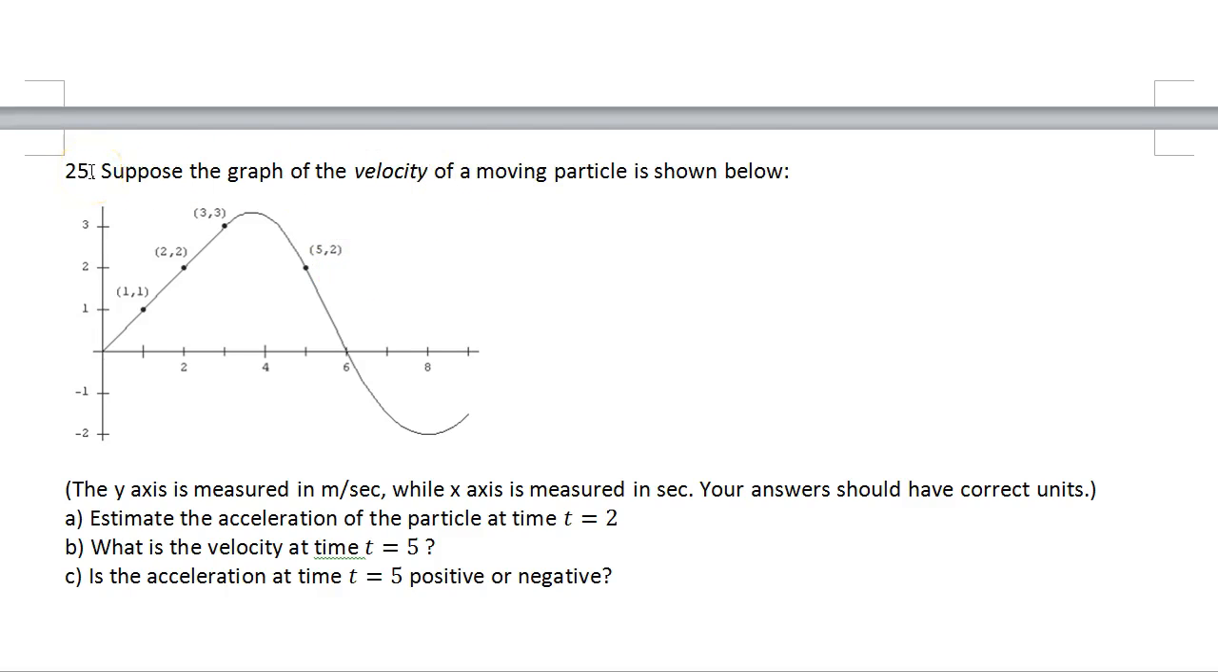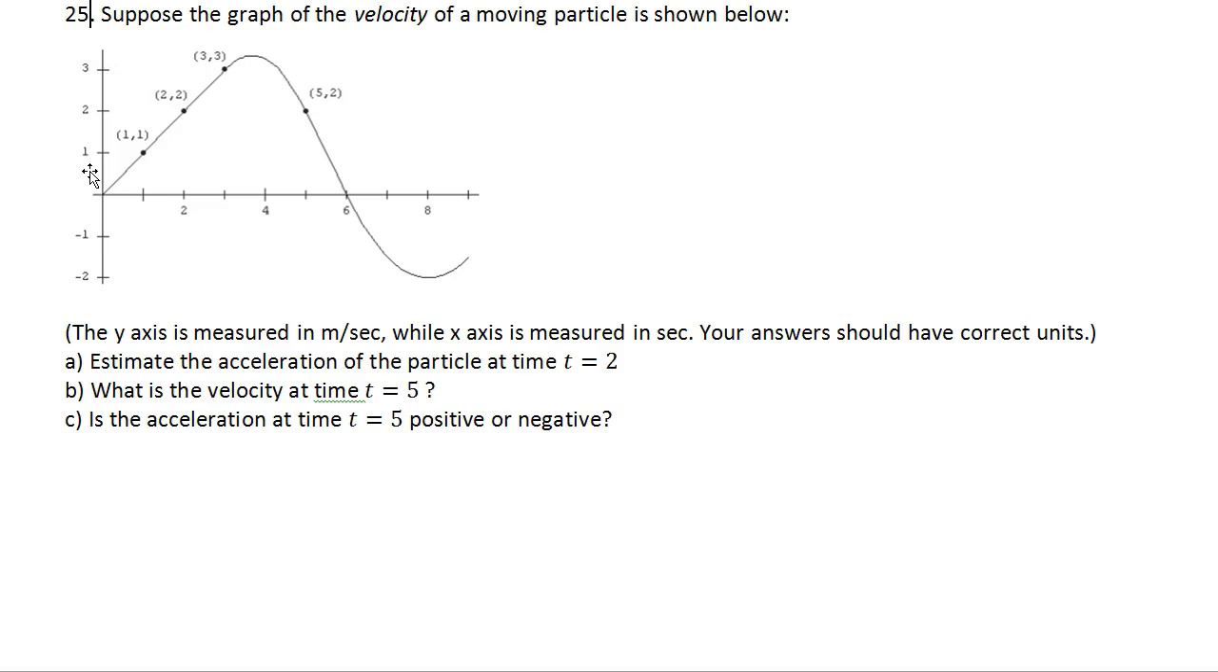Suppose the graph of the velocity of a moving particle is shown below, like this, and it says the graph is not the graph of the position. A lot of times you're given the position with respect to time, but here it's actually the graph of the velocity with respect to the time. Furthermore, it says that the velocity is measured in meters per second, whereas the time is measured in seconds.